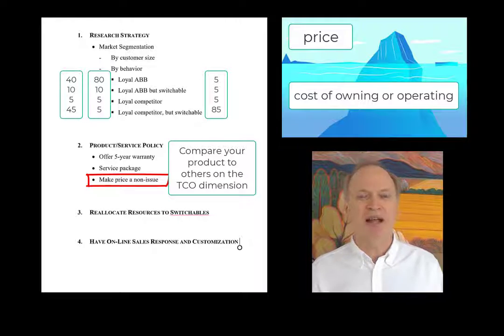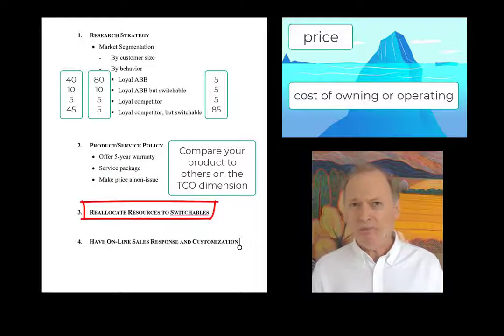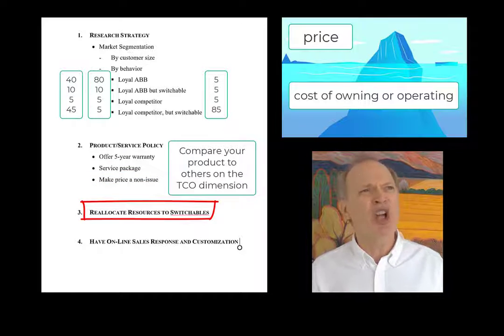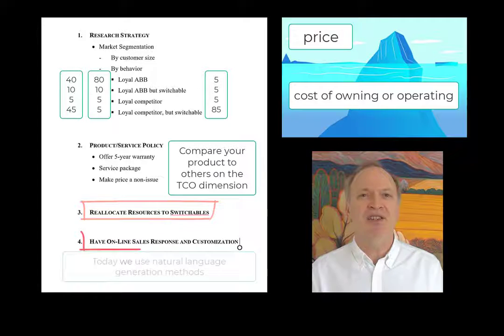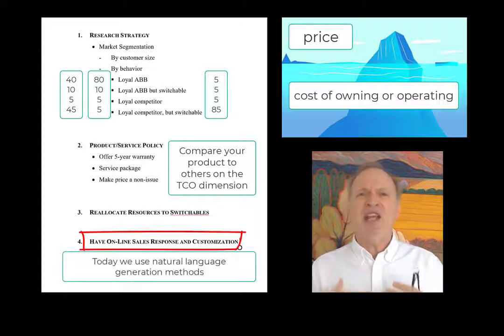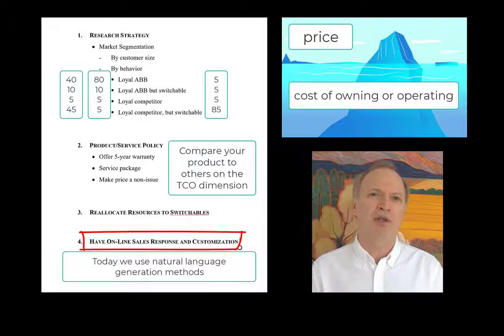ABB implemented this strategy. They reallocated to the switchables, of course, and created kind of an online system of sorts that allowed the salespeople, when they went to a particular client, to literally say, hey, here's what I think you should sell. Here are the key selling factors you should look into.